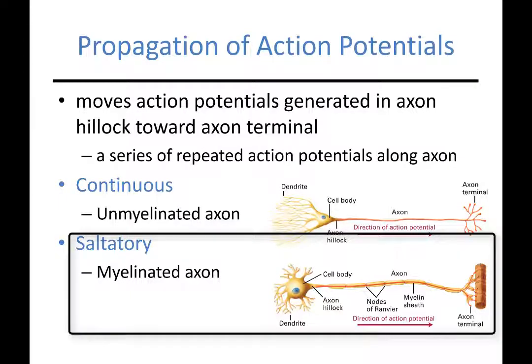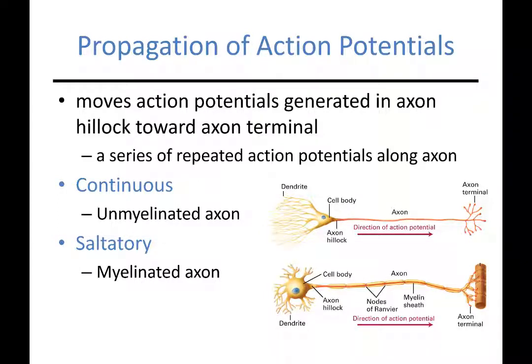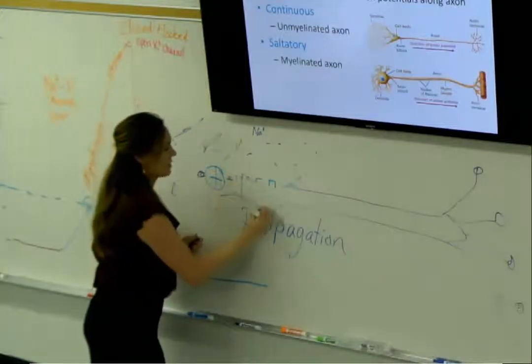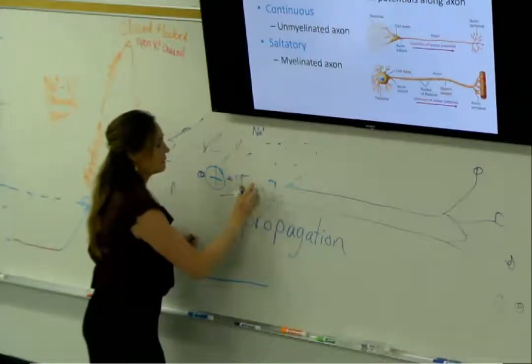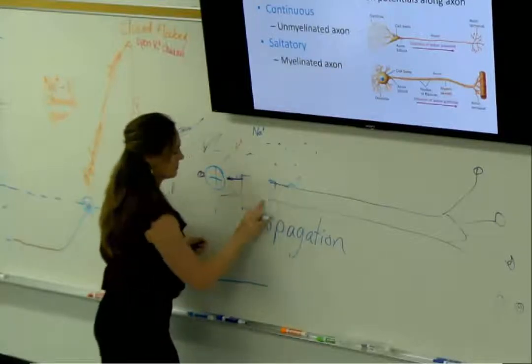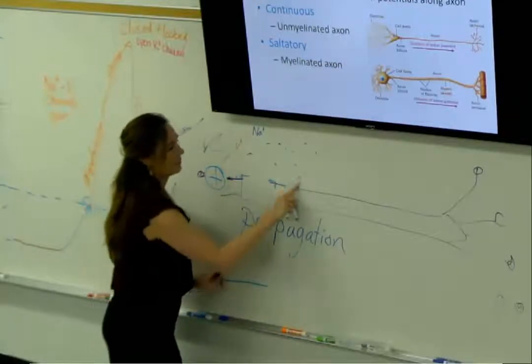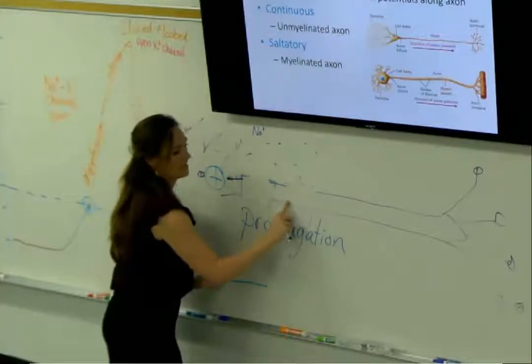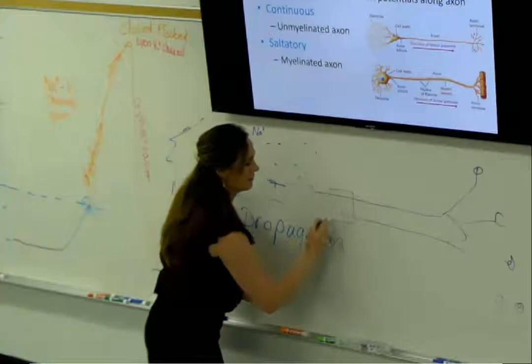Saltatory propagation means we could do faster because now we have myelin. The myelin is now across here. It's wrapped around this axon. Let me redraw our axon here. We have more myelin, so we can't see the axon through it.